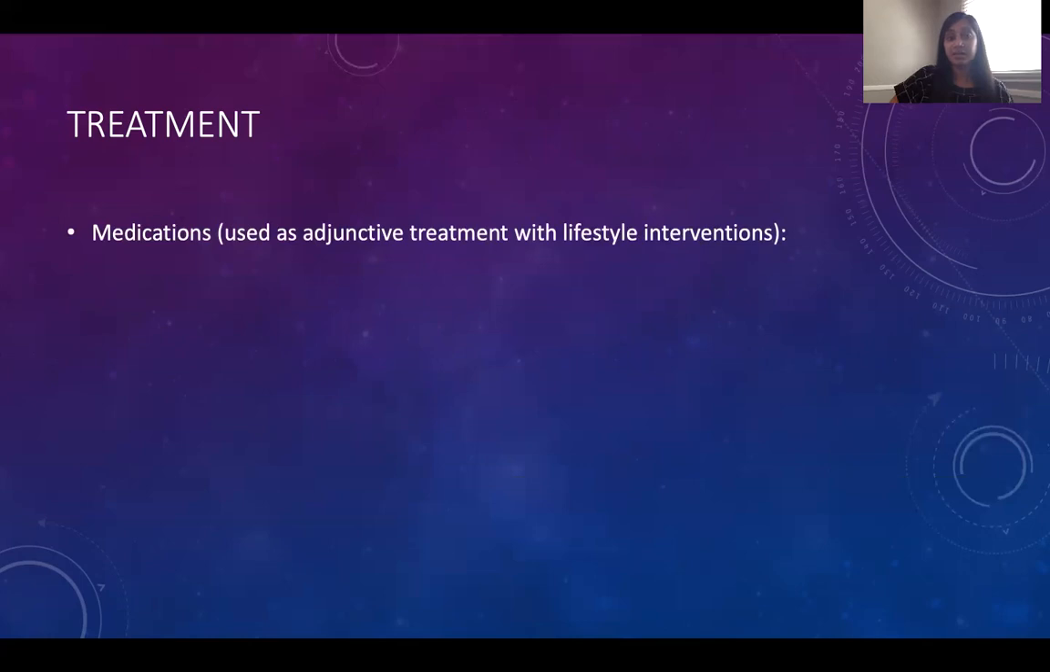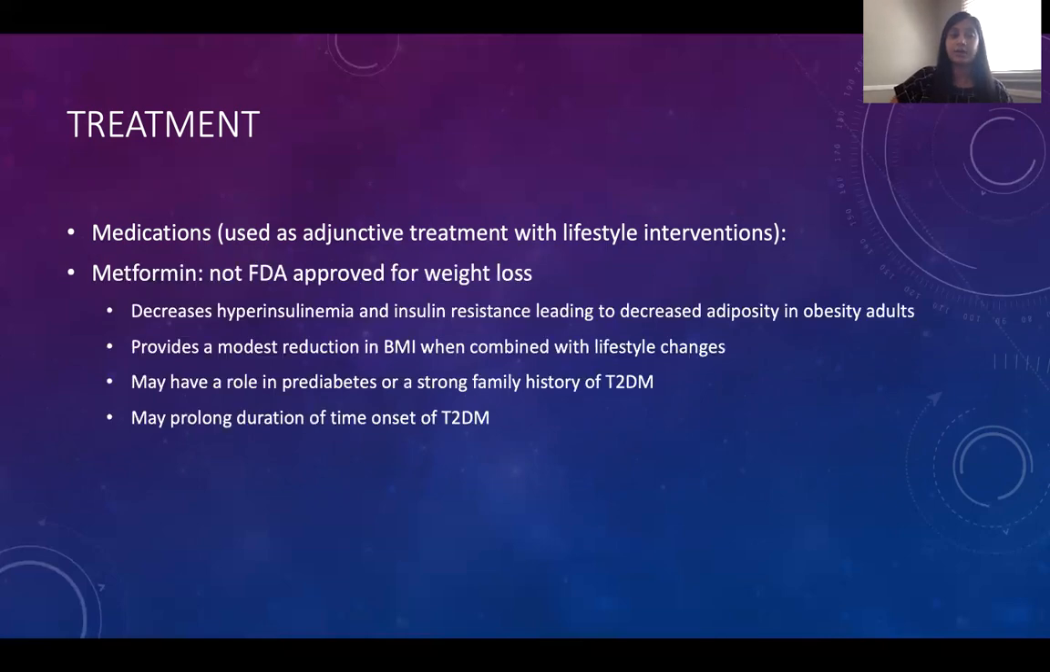Now, medications can be used as well. These aren't medications that are used on their own, regardless of what they eat or how active they are. These are used only as adjunctive treatment. One of the medications is metformin. We all know it as a medication that helps with diabetes. It's not FDA approved for weight loss, but since it decreases hyperinsulinemia and insulin resistance, it can lead to decreased adiposity in obese adults. And it can provide a modest reduction in BMI when, again, combined with those lifestyle changes.